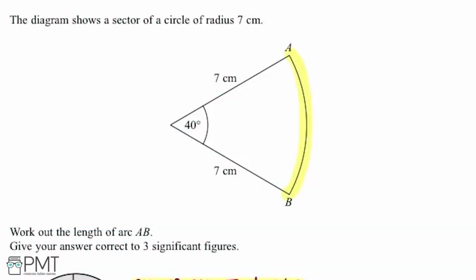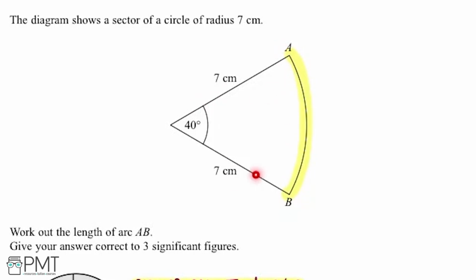The diagram shows a sector of a circle with radius 7 centimeters. We need to work out the length of the arc AB, giving our answer correct to 3 significant figures. Okay, so I've drawn on here, the length of arc A to B is this side here, so we're working out this length here. So to do that, we're going to take a step back.